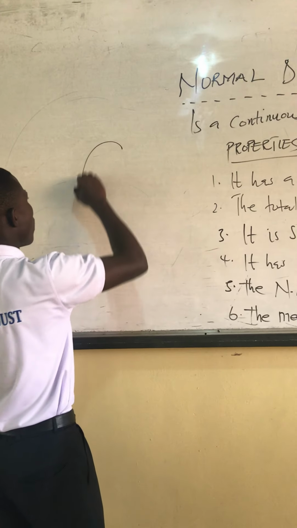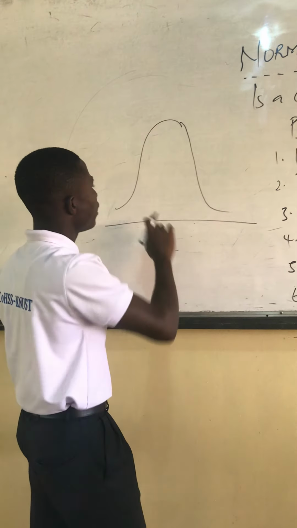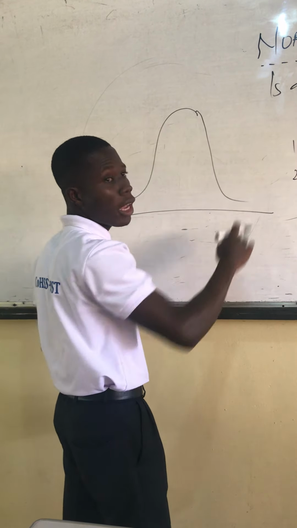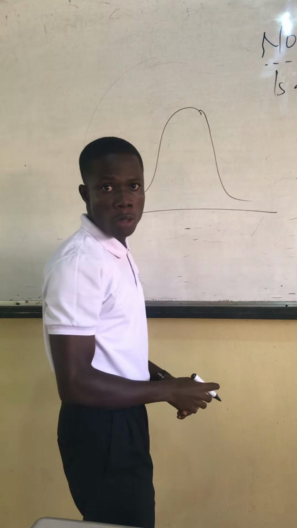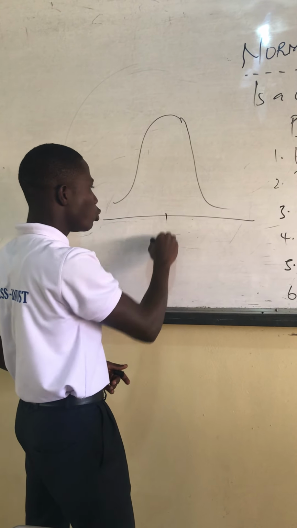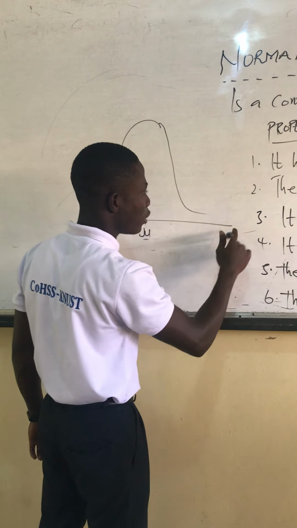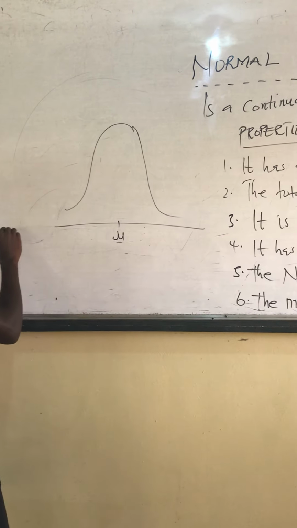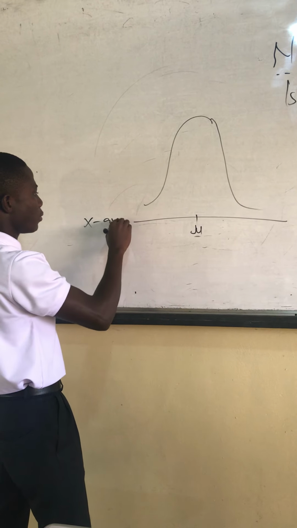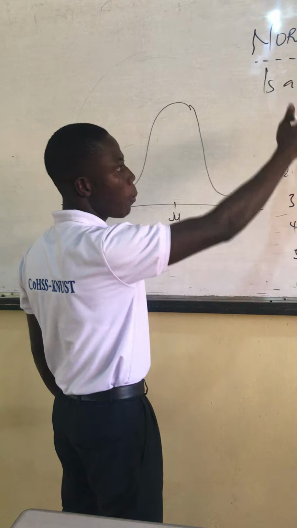So this is my normal distribution. This curve you see here is called the normal curve. So if you hear a normal curve and a normal distribution, this is what we mean by normal curve. And in between here is my mu, that's the mean. This line is called the x-axis. So I'm going to explain the properties to you.